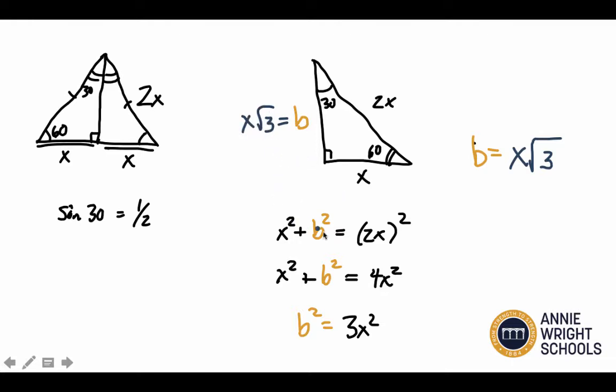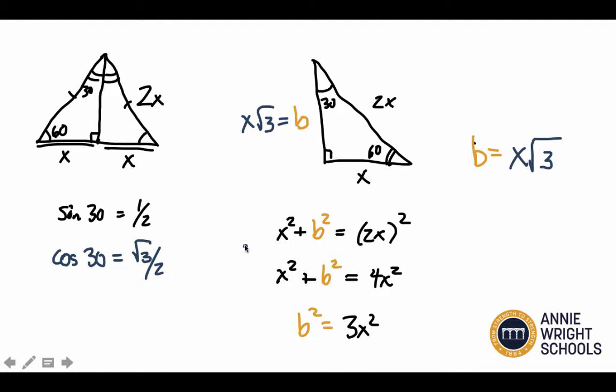And so I know that in any 30, 60, 90 triangle, the side opposite the 60-degree angle is the square root of 3 times the side opposite the 30, or it's half the hypotenuse times the square root of 3. So I know an exact value for the cosine of 30. The cosine of 30 degrees is actually the square root of 3 divided by 2. That's an exact value, and I don't have to use a calculator to get some decimal equivalent. I just take the adjacent side, x root 3, and divide by 2x, and I get root 3 over 2.